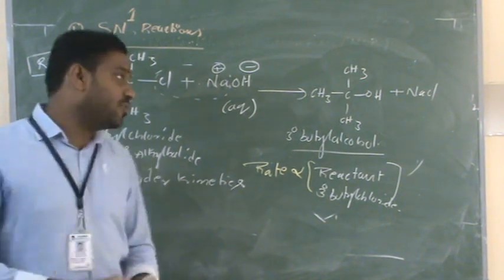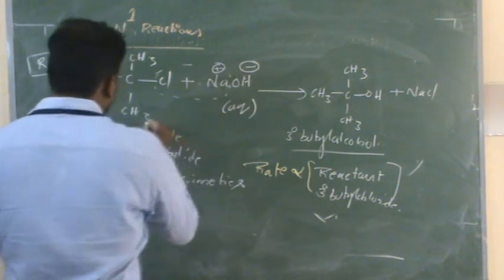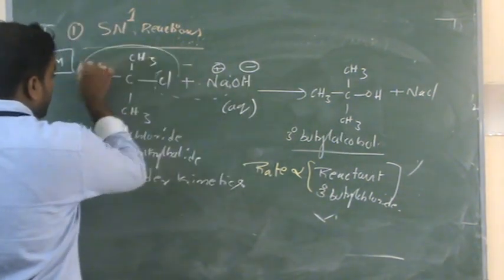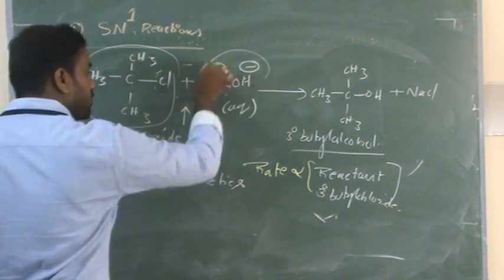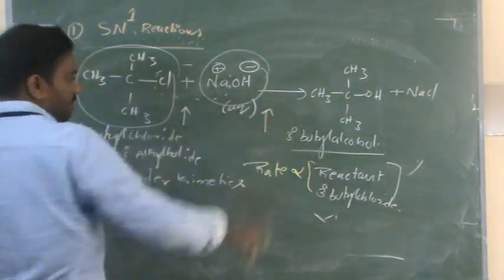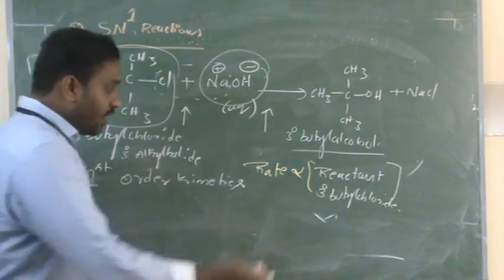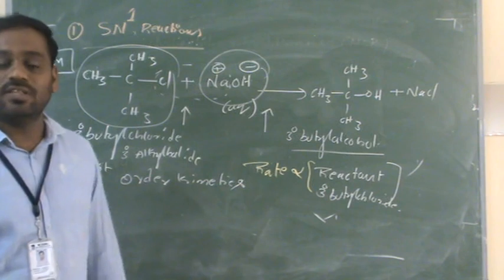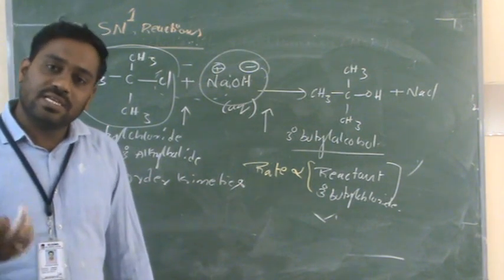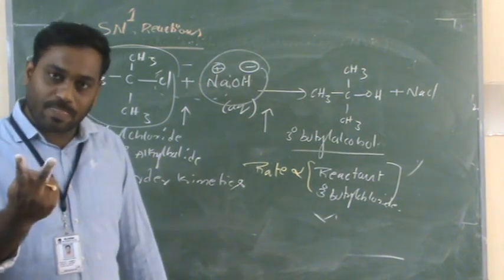Why is it increased by only 2 times? Suppose I increase the concentration of the alkyl halide 2 times, and the concentration of the NaOH is also 2 times. But the rate of the reaction only depends upon the concentration of the alkyl halide. So the rate of the reaction is increased by only 2 times.